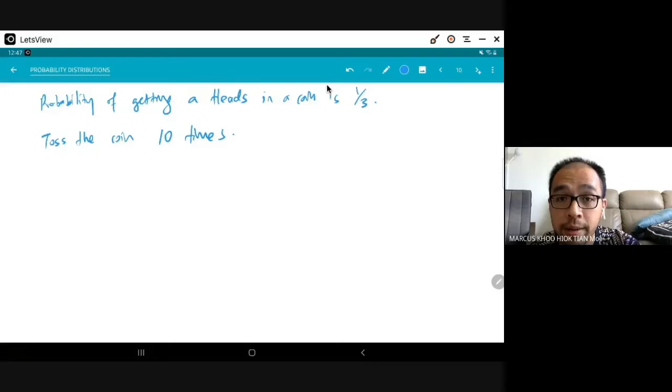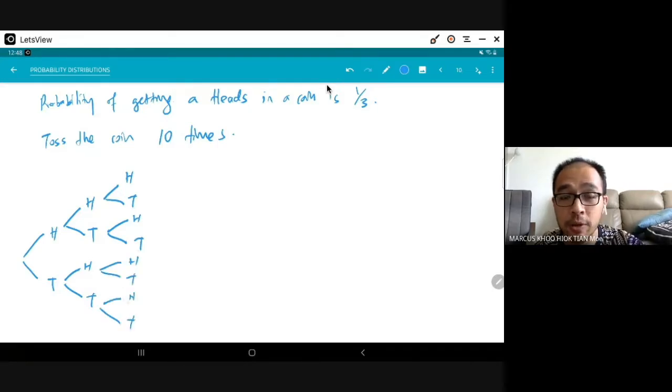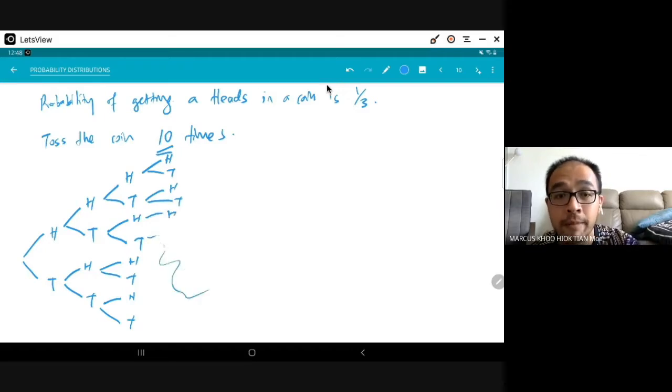You know what kind of tree diagram you're going to get? If it's 10 times: first time, head, tail. Second time, head, tail, head, tail. Third time, head, tail, head, tail, head, tail, head, tail. You see where I'm going with this? This is only the third level. I have 10 tosses. So what? Fourth time, head, tail, head, tail, head, tail, head, tail, head, tail. To draw that tree diagram, even one mahjong paper is not enough.